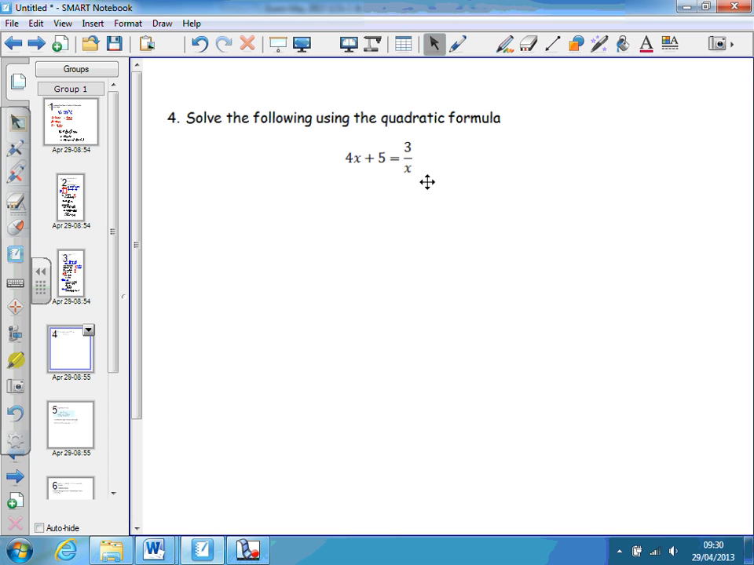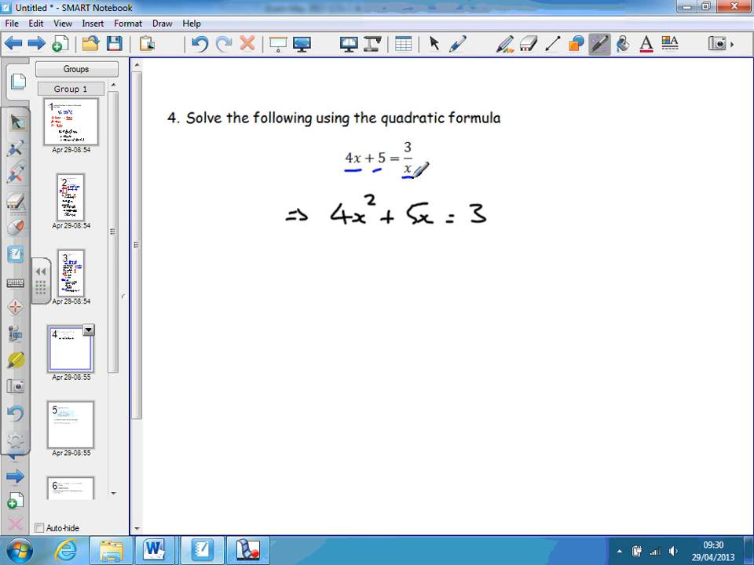Well, if I look at this, I can see I've got an x underneath, so I don't want that x underneath. Multiplying through by x will get rid of it, which means I have to multiply every term on both sides of the equation by x. So that means 4x times x gives me 4x squared, plus 5 times x equals 3. I've multiplied each of the 3 terms in here by x. You see how that works.